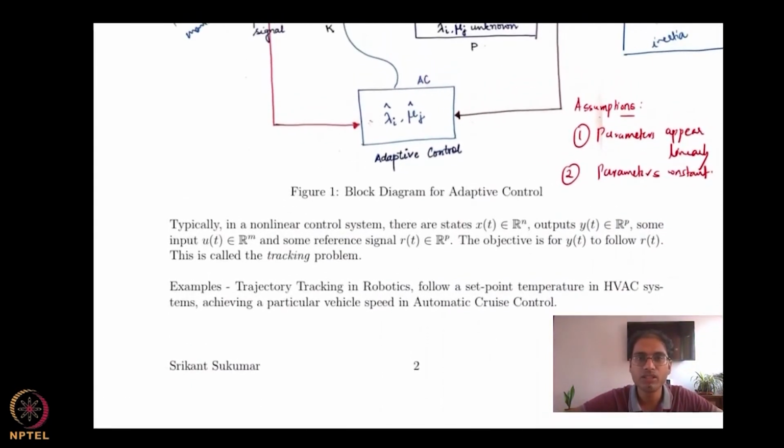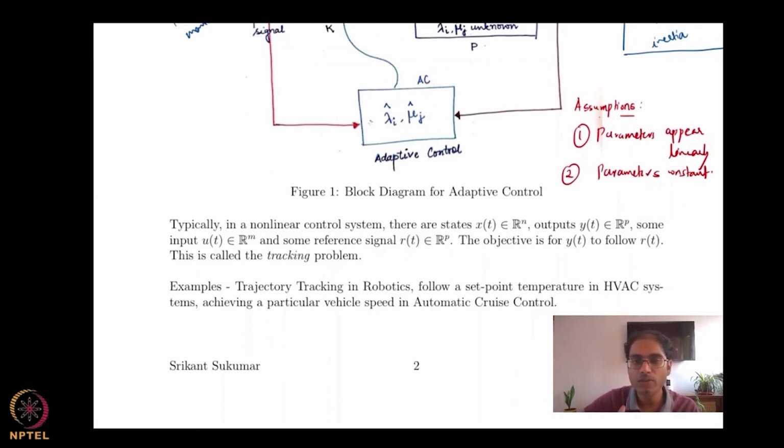Typically in nonlinear control, you have states, outputs, some input U, and a reference signal R. The objective is usually for Y, your output, to track the reference R. These are some examples, like trajectory tracking in robotics. This is usually called the tracking problem. Always remember this word because we keep using it in this course again and again. This is called the tracking problem because the output or the states, whatever they may be, are tracking a reference trajectory.